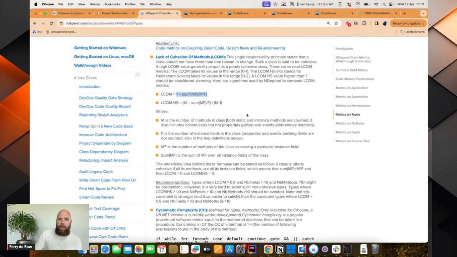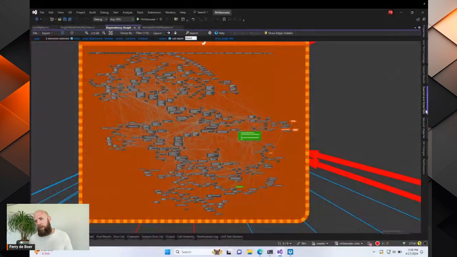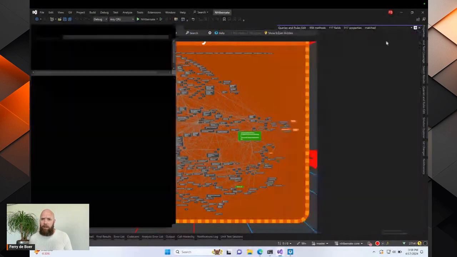For the other two metrics, let's just follow the recommendation of NDepend. Everything above 0.8 is a potential issue, but you have to take into account the number of fields or methods: if there are more, the likelihood of it being an issue is higher. So we could validate that in NDepend, because what I really like about it is that we could write a query.